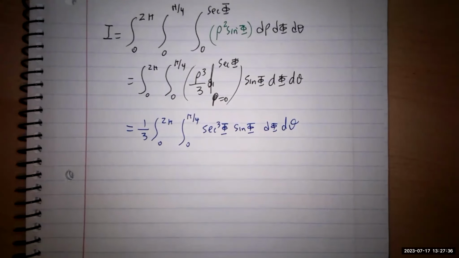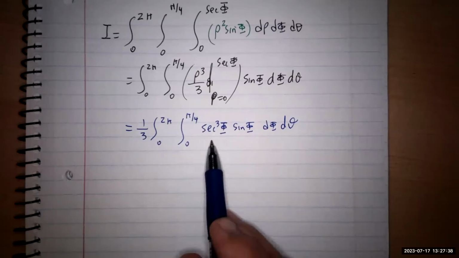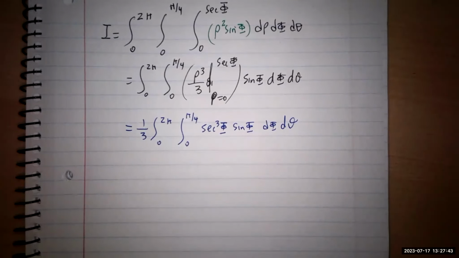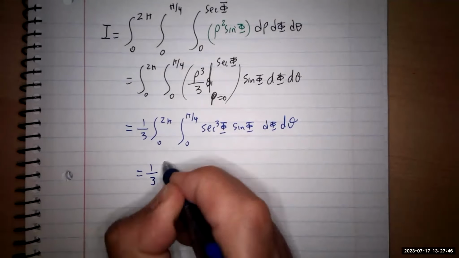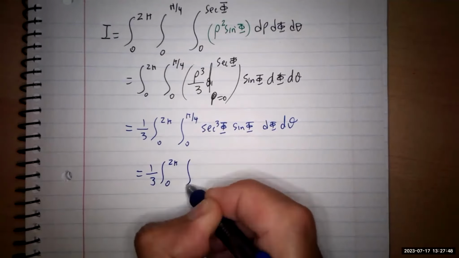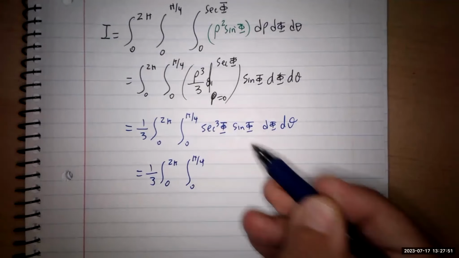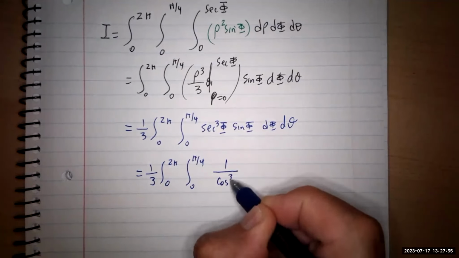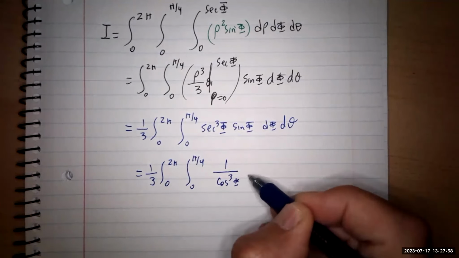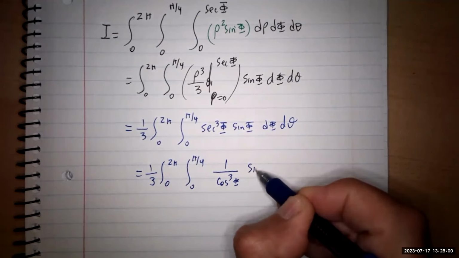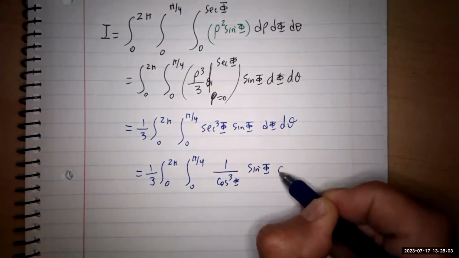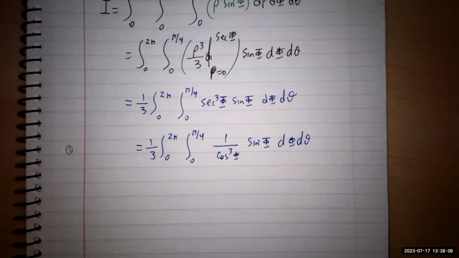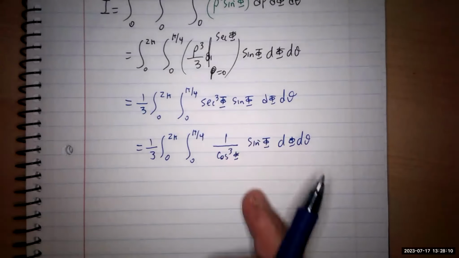You see? So you want to integrate secant cubed phi, you better change it. Secant is going to be 1 over cosine, then you'll be able to handle it. So 0 to 2 pi, 0 to pi/4. This is 1 over cosine cubed of phi times the sine of phi, d phi, d theta. The only way you can integrate it is to move this one up and use substitution.